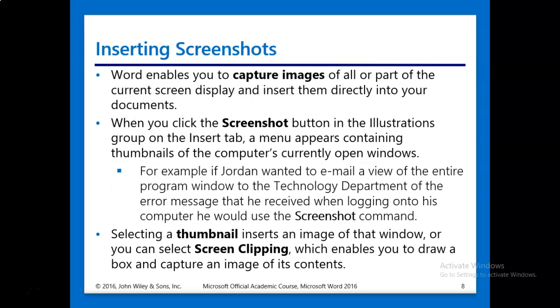Word enables you to also capture images of all or part of the current screen display and insert them directly into your document. When you click the Screenshot button in the Illustrations group on the Insert tab, a menu appears containing thumbnails of the computer's currently open windows. For example, if Jordan wanted to email a view of the entire program window to the technology department of the error message that he received when logging onto his computer, he could use that screenshot command. Selecting a thumbnail inserts an image of that window, or you can select screen clipping, which enables you to draw a box and capture an image of its content.